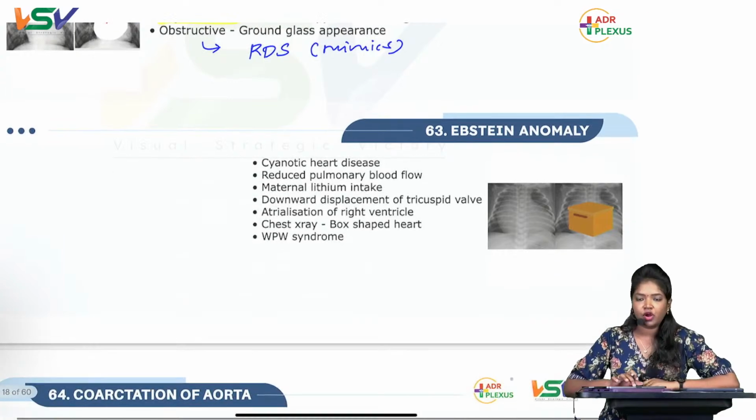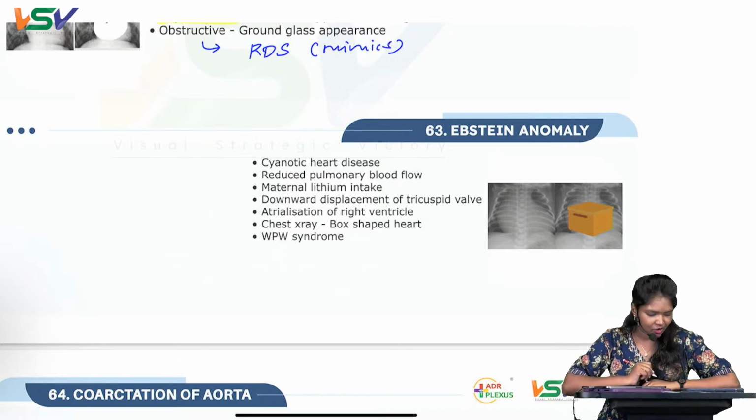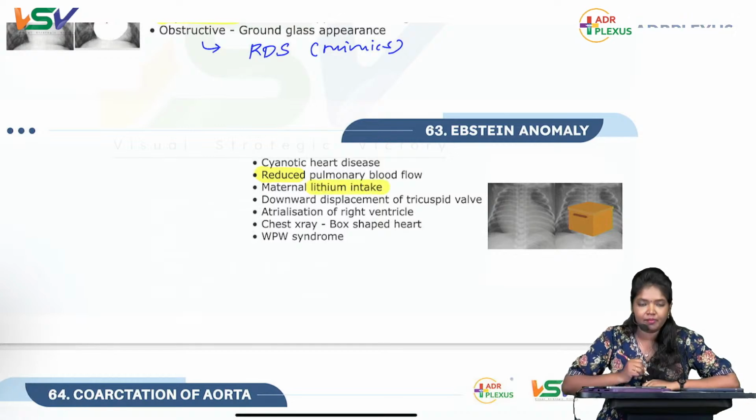Next VSB, what is this? Huge heart, box-shaped heart, cardiomegaly. Where will you see this? Epstein anomaly. Very good. Epstein anomaly. Cyanotic heart disease. Again, it is characterized by reduced pulmonary blood flow. Risk factor is maternal lithium intake.